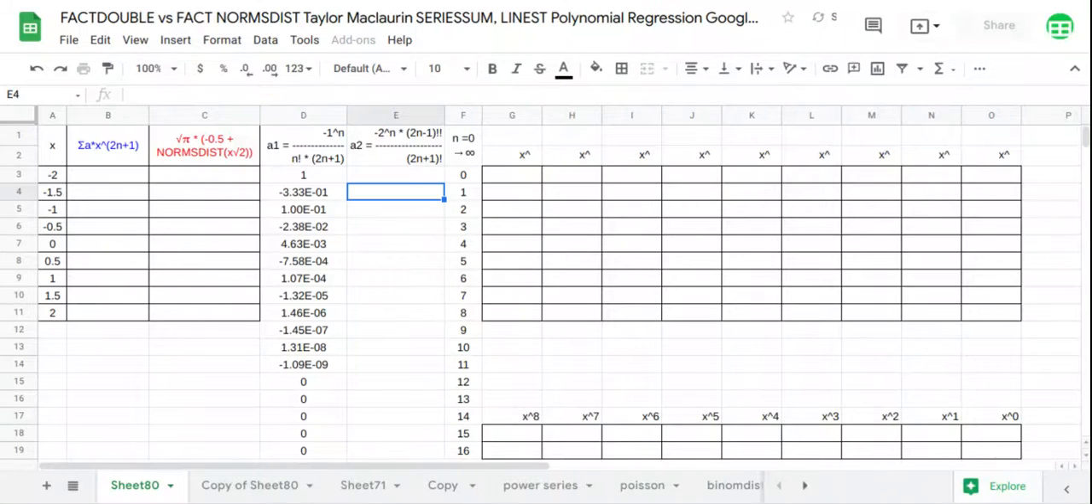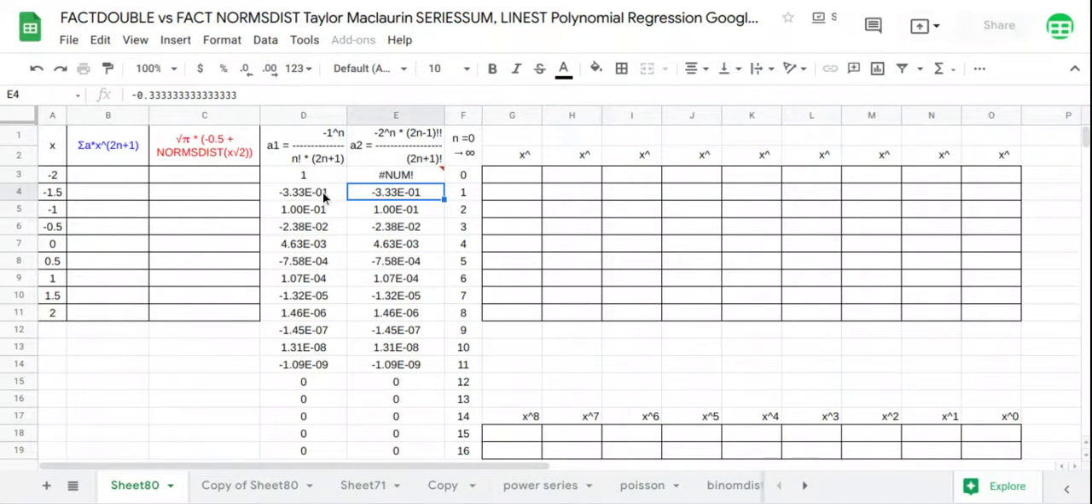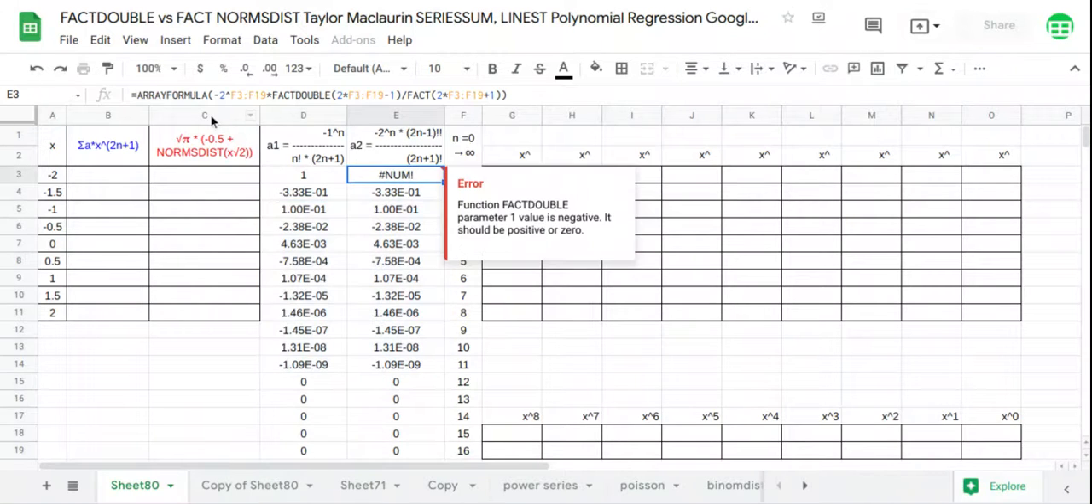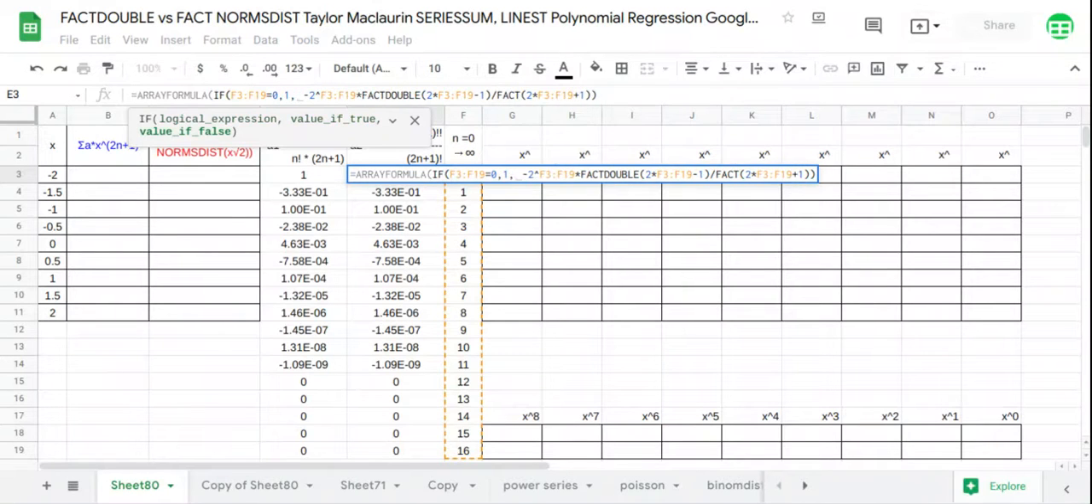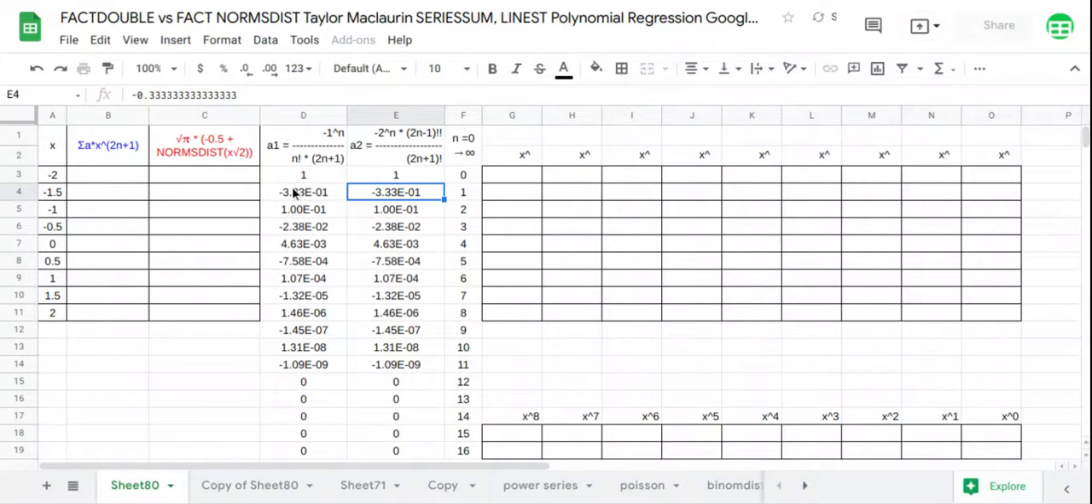So factorial 2 times n plus 1. And enter. These values are exactly the same. We'll correct this first item using the if statement. So that is if n equals 0, then 1. Otherwise, calculate. Now their values are exactly the same.